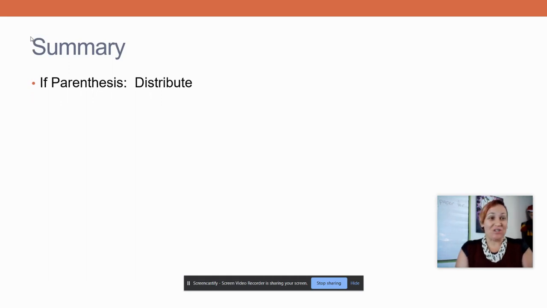The first thing you should do when you're solving an equation is check and see if there are any parentheses. Whenever you see parentheses in a problem, your first step must be to distribute those parentheses out so that they're not there anymore. Okay, so step one, if there's parentheses, distribute. If there's no parentheses, then you can skip step one and go to step two.